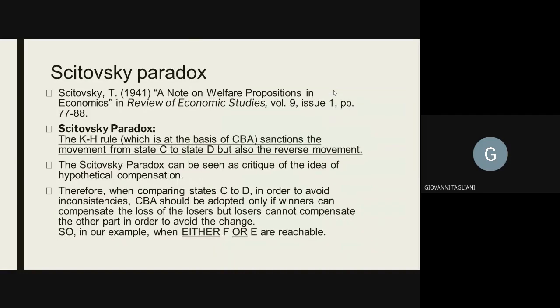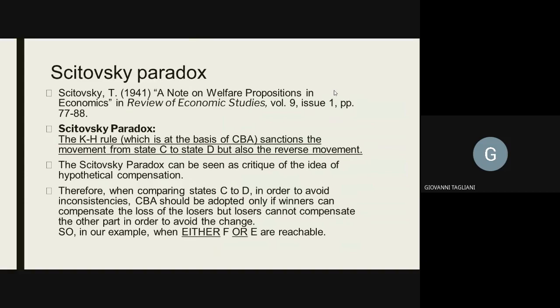This has been defined by Scitovsky in an article in 1941, A Note on Welfare Propositions in Economics. Basically, it's when the Kaldor rule sanctions the movement from a state to another, but also the reverse movement. This is, of course, a critique of the idea of hypothetical compensation, and it does not always happen. The utility possibility curves may not shift. There might be some types of utility curves which are called Scitovsky curves, where this paradox happens.